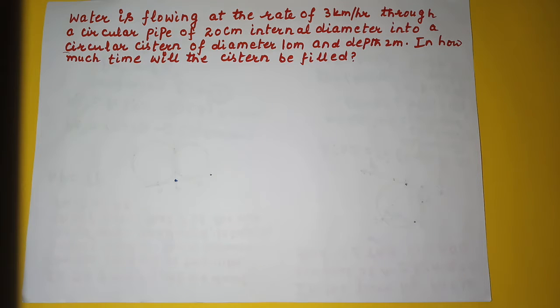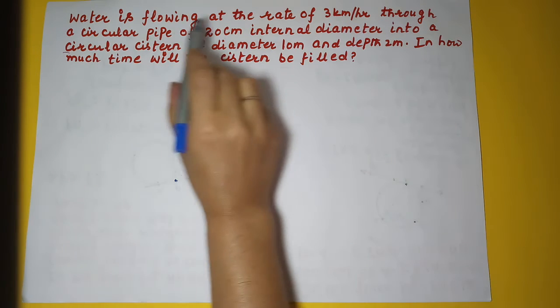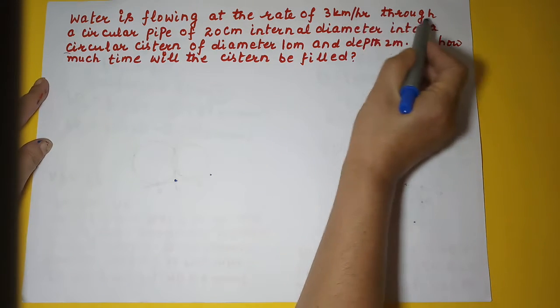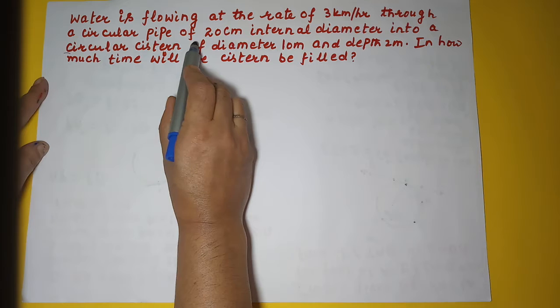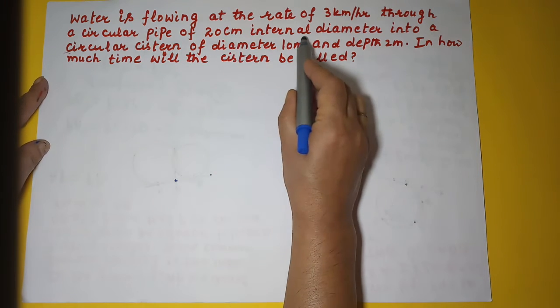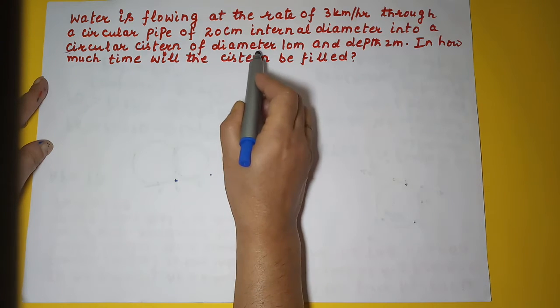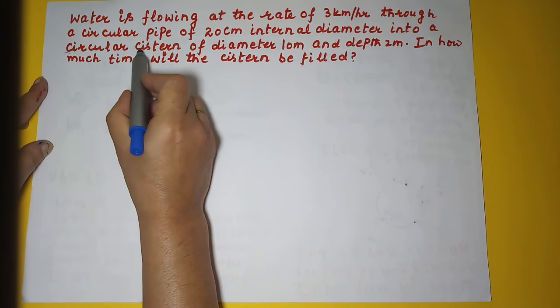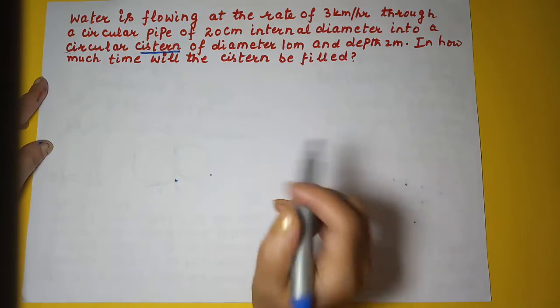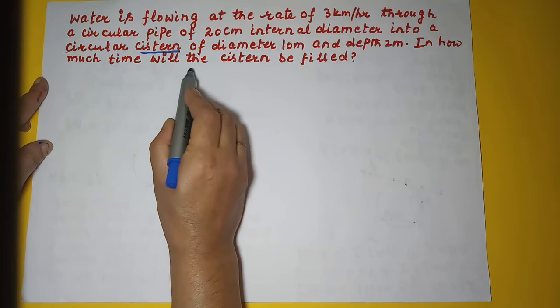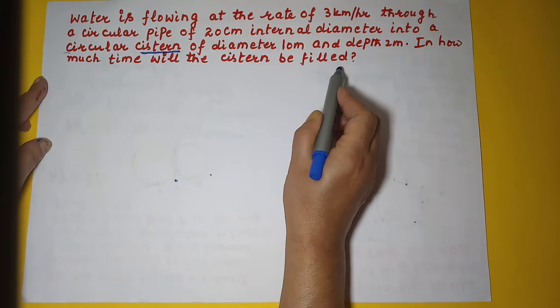We will continue with the cylinders in this video also. Now, here is a different kind of question. He's saying that water is flowing at the rate of 3 kilometers per hour through a circular pipe of 20 centimeter internal diameter into a circular cistern of diameter 10 meters. So what is a cistern? It's also a cylindrical vessel, and depth 2 meter. In how much time will the cistern be filled?